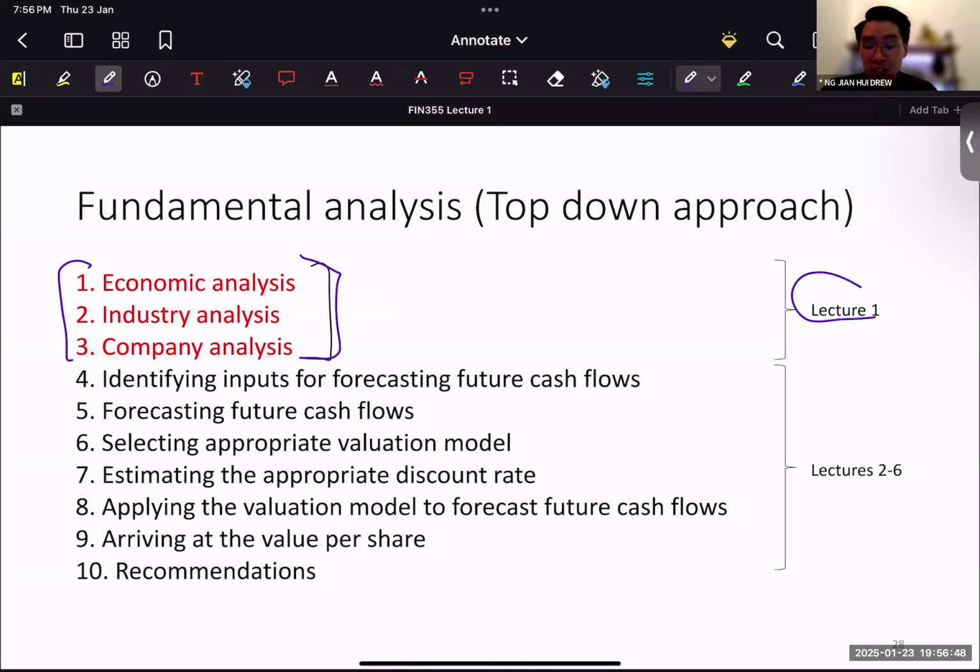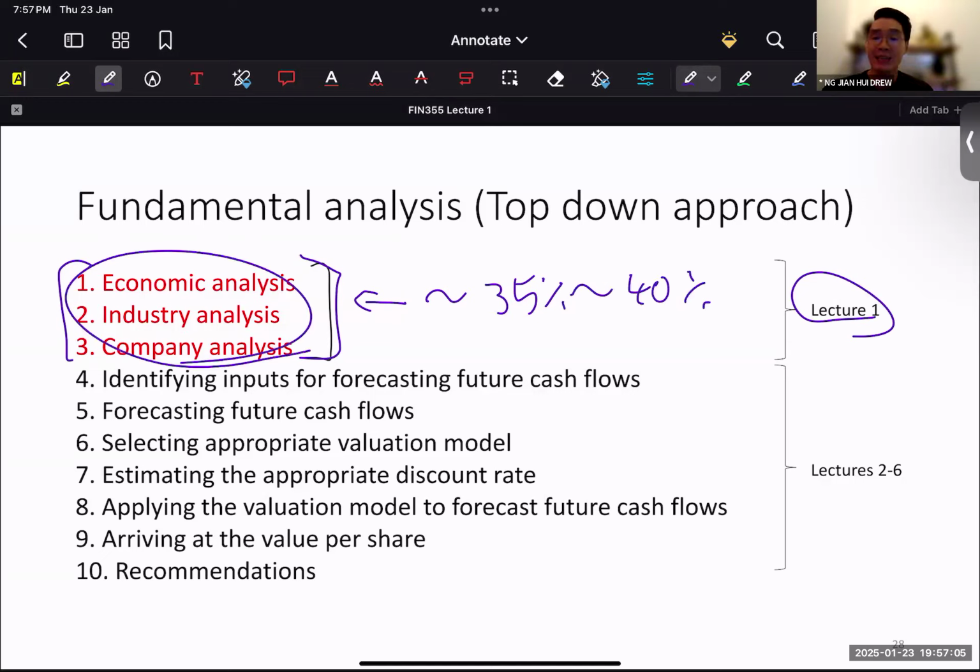And I would say lecture one can be one of the most important lectures, because your qualitative component generally makes up 35% of your marks in a valuation report. So 35 to 40% of your marks come from just your analysis, whether you have done your analysis correctly. And all this is going to be covered in this lecture. So I really encourage you, if you do have any questions, do stop me so that we can go through your doubts.